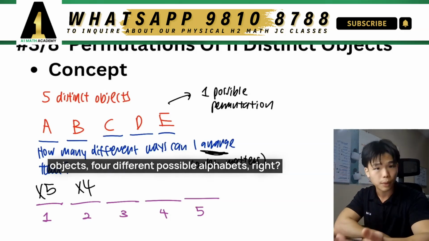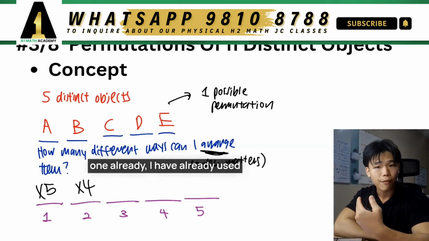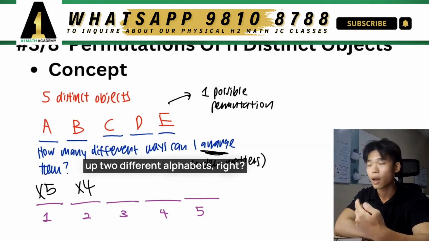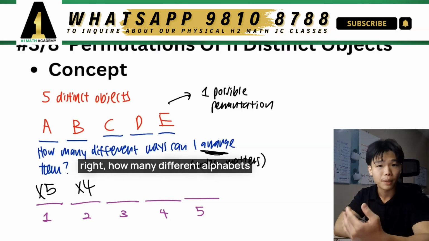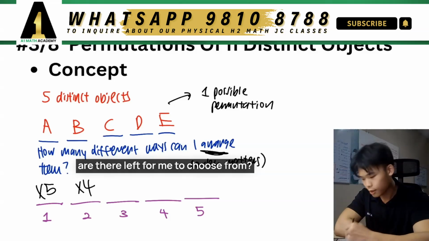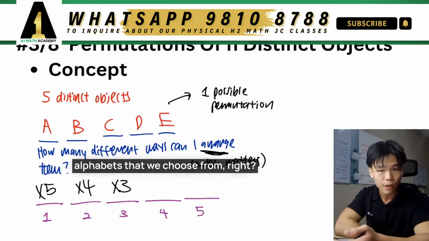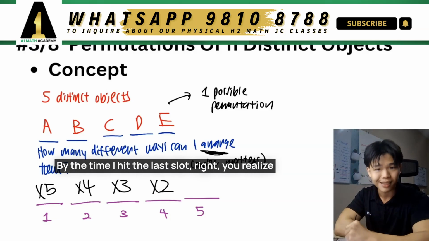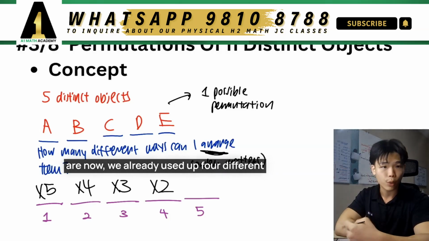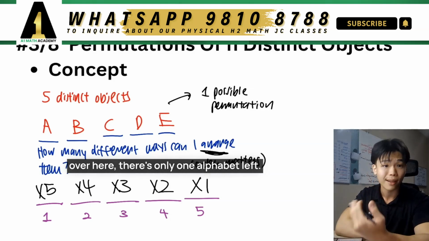And then let's say I fill in the second one already, I have already used up two different alphabets, right? So by the time I hit the third slot, how many different alphabets are there left for me to choose from? I will be left with three different possible alphabets that I could choose from, right? And then of course, this process repeats itself all the way until the end. And by the time I hit the last slot, you realize that at the front, all the way until where we are now, we already used up four different alphabets. And therefore, in the last slot over here, there's only one alphabet left.